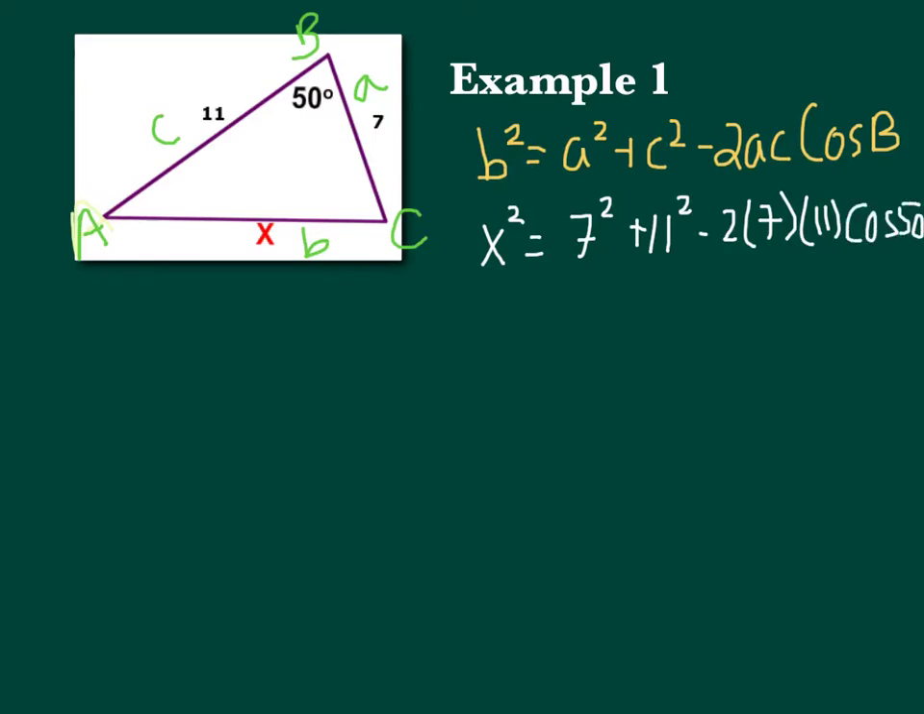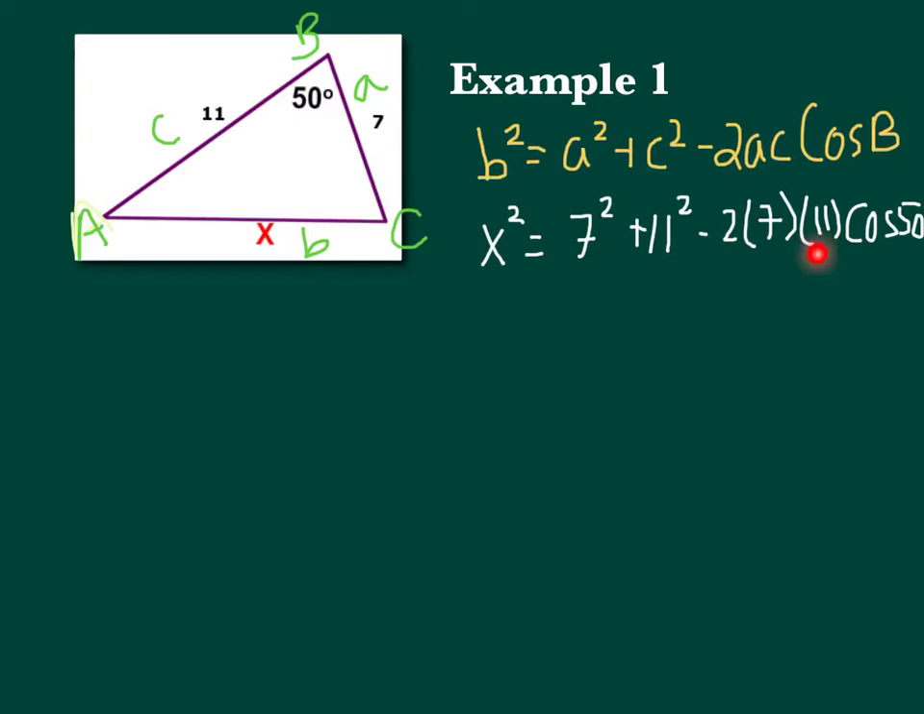Now the calculator is going to be really useful here. But I'm going to point out one really common mistake that I always see. You want to make sure you follow PEMDAS. This whole part at the end needs to be done before you subtract it from whatever you get up here. Do not fall into the trap of doing 7 squared plus 11 squared minus 2 times 7 times 11 and then multiplying by the cosine of 50. I see it all the time.